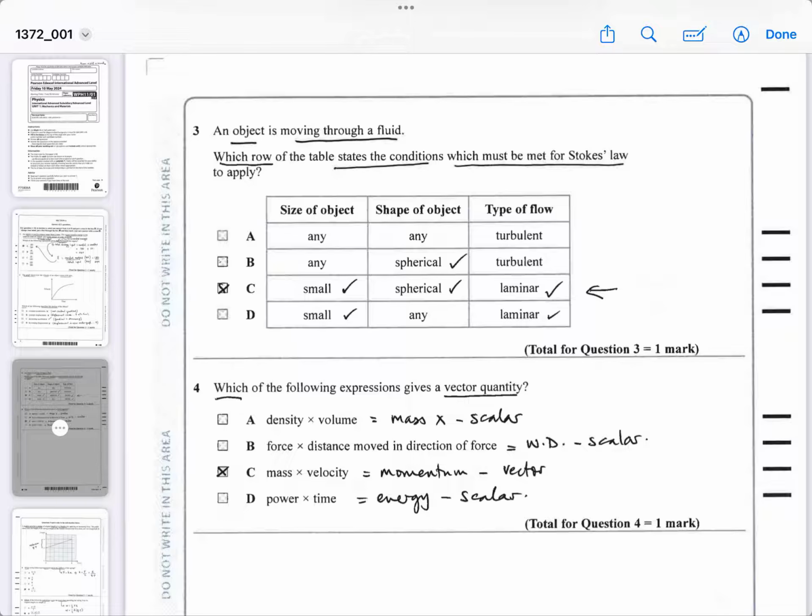Okay? Number 4, which of the following expressions gives a vector quantity? Density times volume is mass. Well, that's mass is a scalar. Force times distance moved in the direction of the force is the work done or energy used, and that's a scalar. Energy is also a scalar. Mass times velocity is momentum, and momentum is a vector, so it's C. Power times time gives you energy, and energy is a scalar.